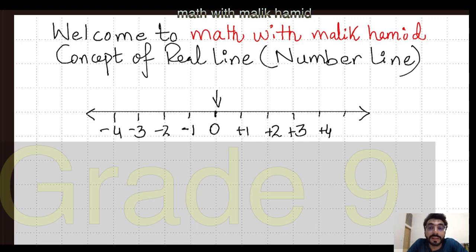Why number lines are called number lines? Because the numbers are written on a line, simple. And why is it called real line? Because the real numbers are written on its line. There is a straight line, zero is between them, it's called origin. Zero is called origin.